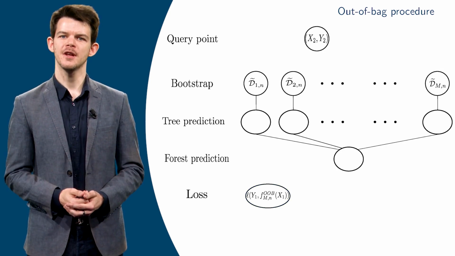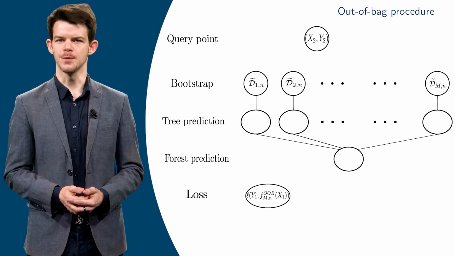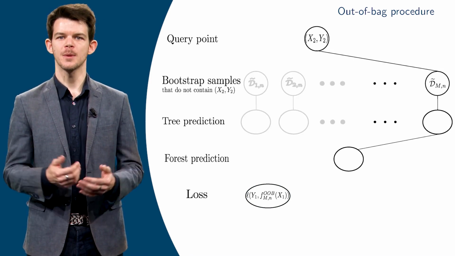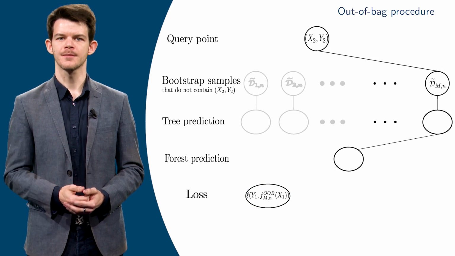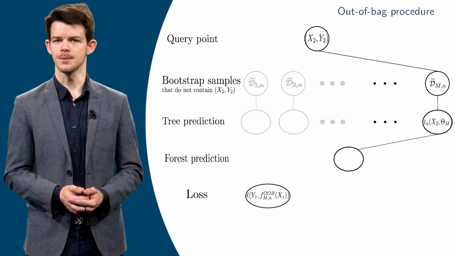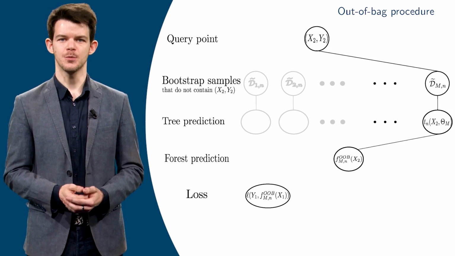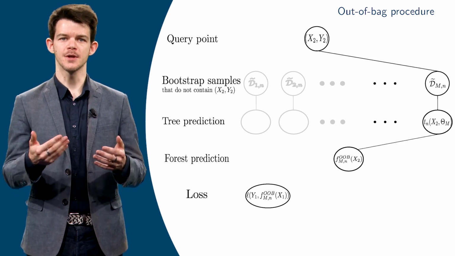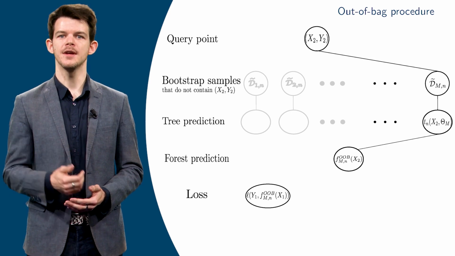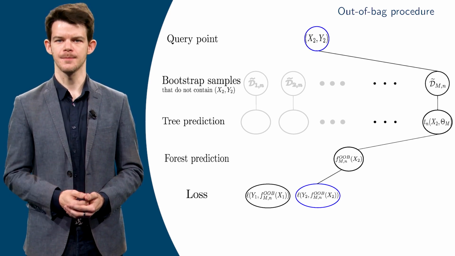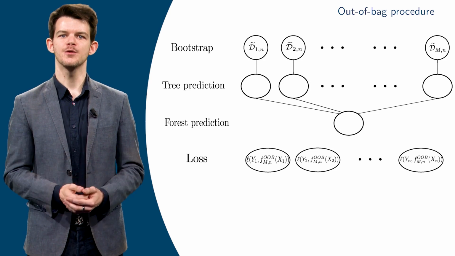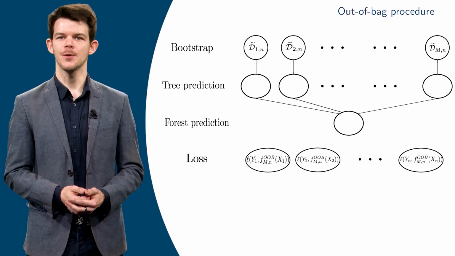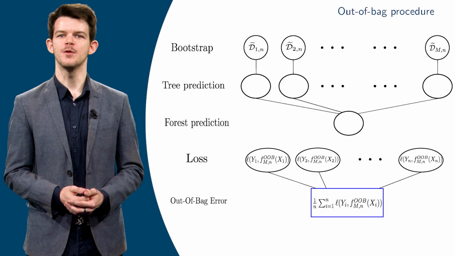Everything we did for the first observation, we repeat for the second observation x2. In this way, we consider all bootstrap samples not containing x2. For all corresponding trees, we will compute the prediction of these trees in x2. We then aggregate these predictions by mean or majority vote to obtain the out-of-bag prediction of the forest for point x2. We can then calculate the out-of-bag error for the second observation. We can repeat this procedure for each observation and thus obtain n errors. These errors can then be averaged to obtain the out-of-bag error.